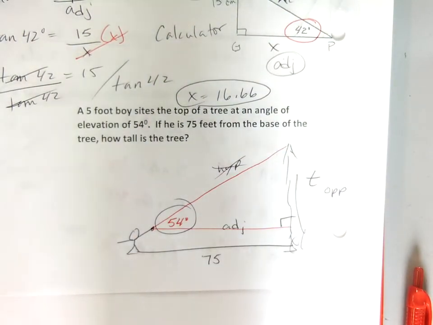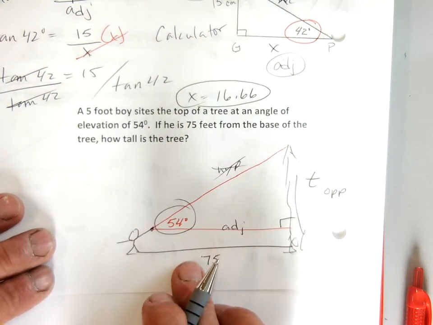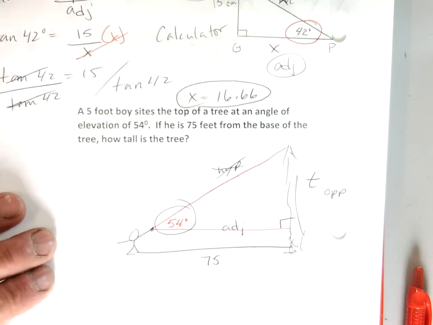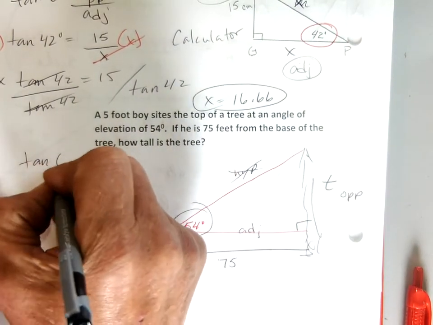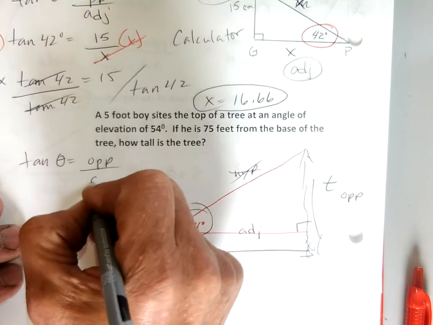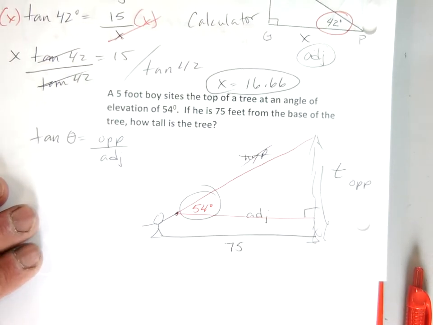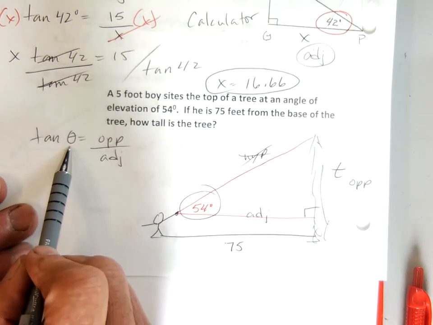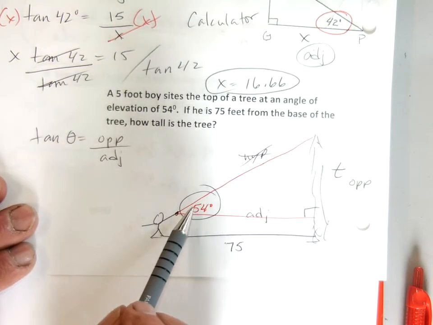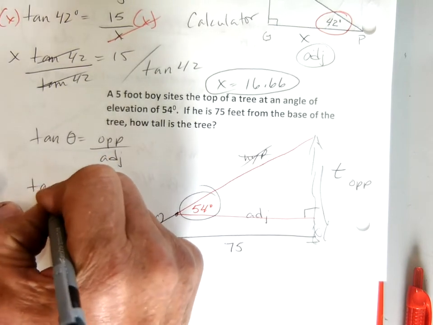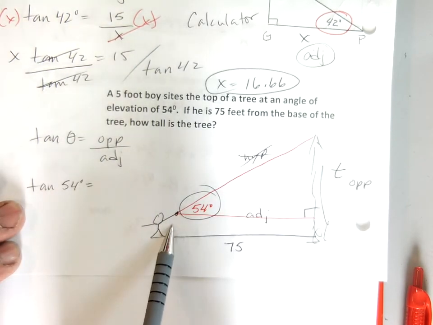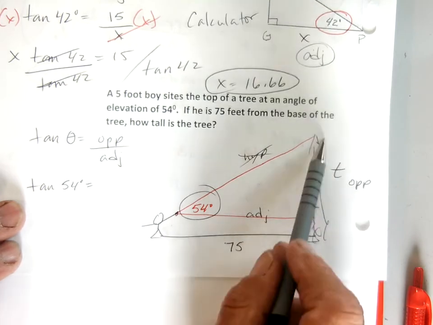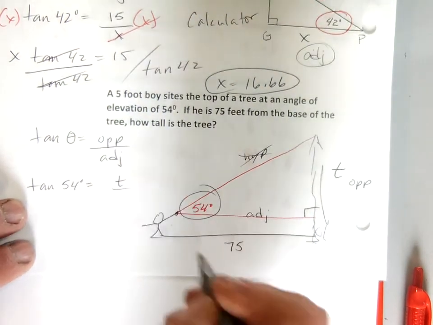So then, opposite adjacent, which trig ratio are we going to use? Look above in blue. Are we going to use sine, cosine, or tangent? Opposite adjacent. Everybody agree we're going to use tangent? Yeah. So tangent theta equals the opposite over the adjacent, right? And theta is the angle. So instead of writing theta, I'm going to write my angle. So tangent of 54 degrees equals the opposite side, which is my tree, over 75, okay?